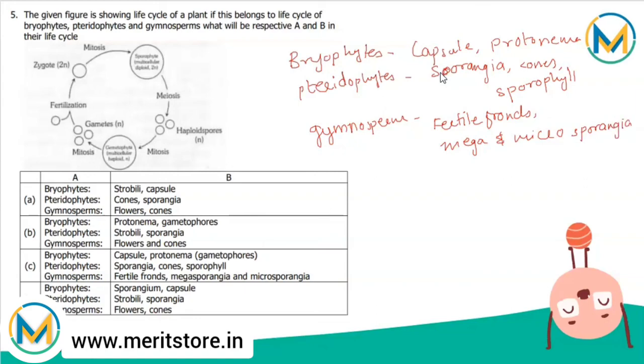So let's look for this in options. That is for bryophytes, it is capsule. So capsule is given in bryophytes for options D and C, but we say that A is respectively a capsule and B is protonema. So from this we see that C is the correct one. Then sporangia, cones and sporophyll for pteridophytes. Fertile fronds, megasporangia and microsporangia for gymnosperms. So the correct answer is option C.